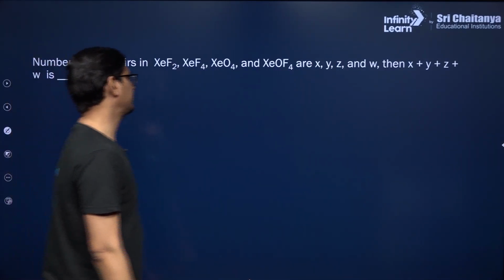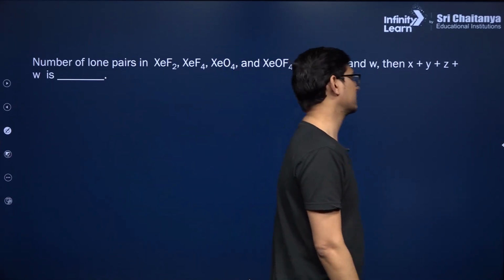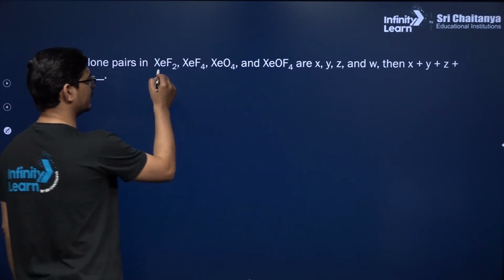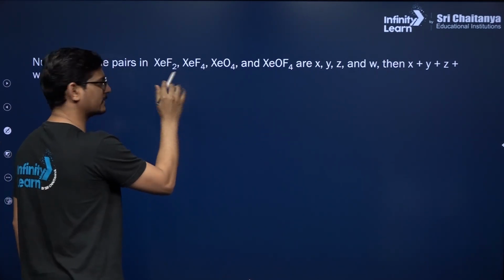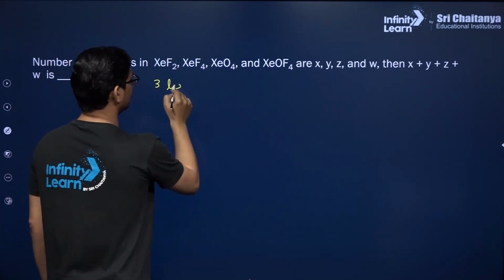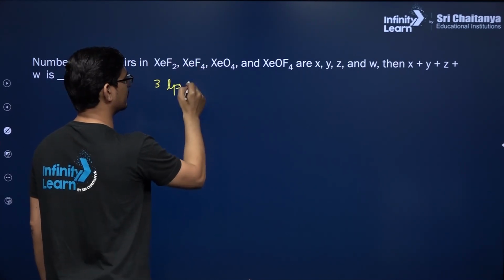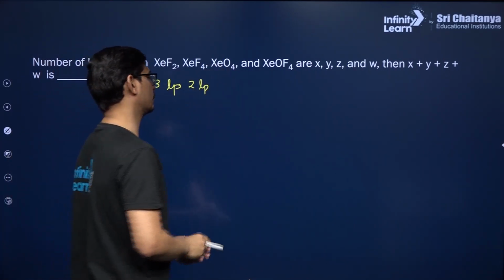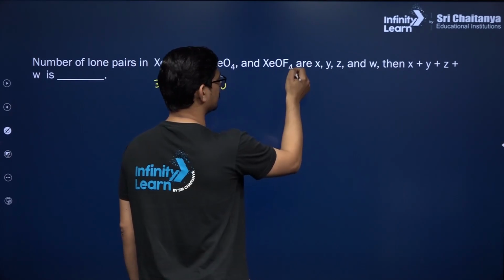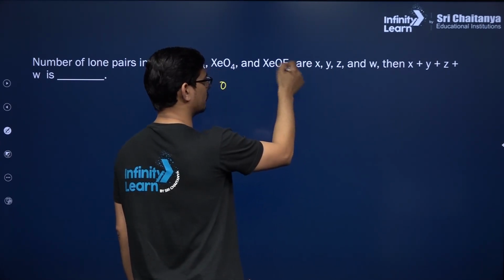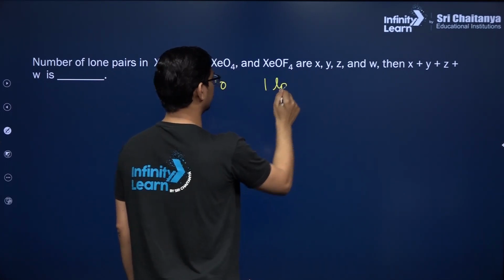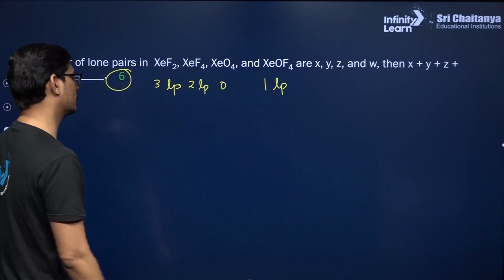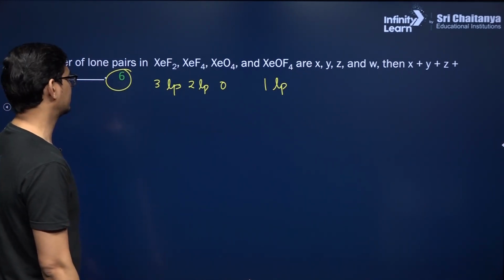Number of lone pairs in XeF2, XeF4, XeO4 and XeOF4 are X, Y, Z and W. Here they are asking the number of lone pairs on the central atom, right. So xenon has 8 electrons, 2 electrons will be shared with fluorine, leaving behind 6 electrons, that is 3 lone pairs. Here 4 electrons will be shared, leaving behind 4, that is 2 lone pairs. Xenon has 8 electrons, it will share 2 electrons with each oxygen, so there is no lone pair left. Here xenon has 8 electrons, 4 will be shared with fluorine, 2 with oxygen, 4 plus 2, 6, 2 electrons are left, so that is 1 lone pair. So 3, 2, 0, 1, total number of lone pairs will be 6, right. So that is the correct answer here.